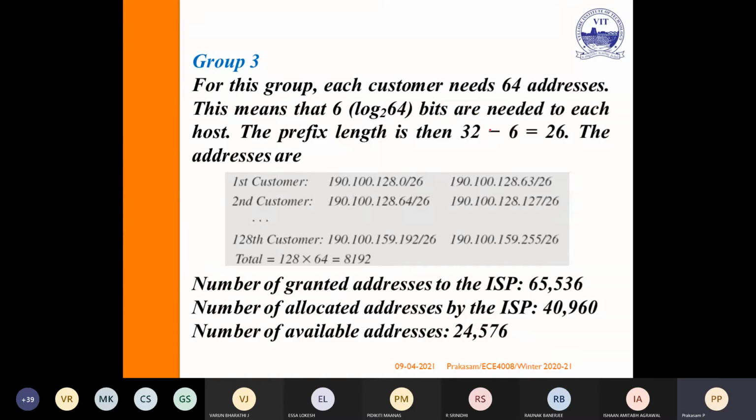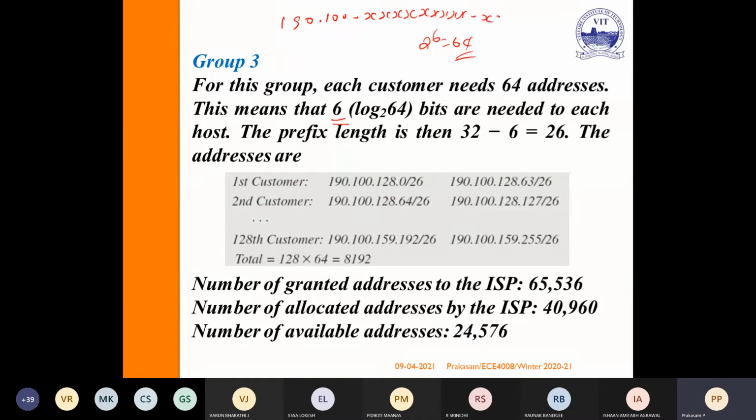So I'm going to reduce from 7 bits to 6 bits for the host, because I need only 64. So 2 power 6 is 64. The same way as in the previous case, 190.100, and the third field I am taking as it is.